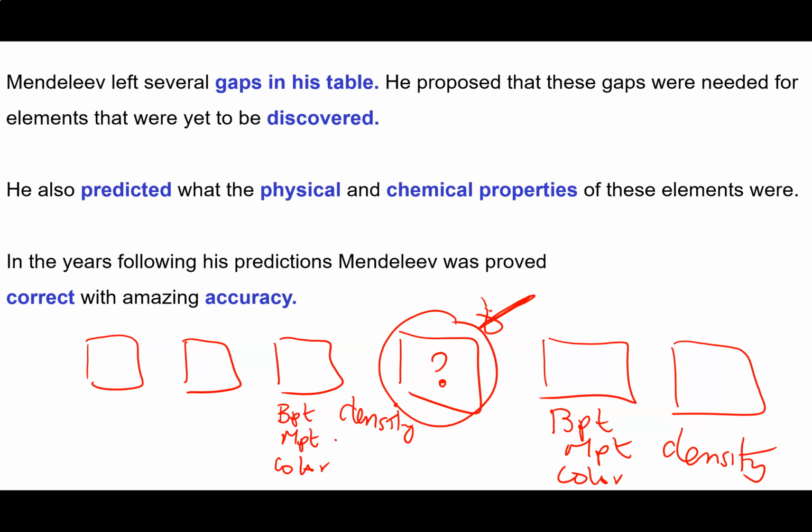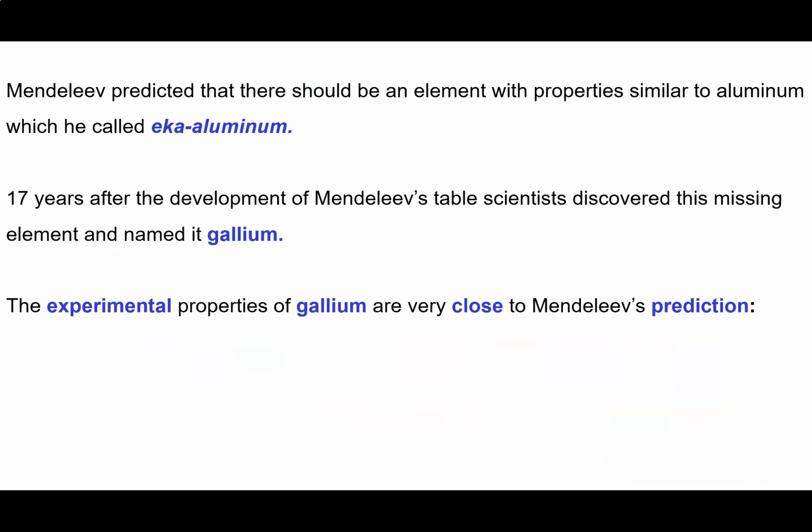And what this meant was scientists knew the type of thing to be looking for. So one of the examples of this is Eka aluminum. Eka aluminum was predicted by Mendeleev. Eka aluminum just means similar to aluminum. Mendeleev predicted that there should be this element that's kind of like aluminum, and he predicted the properties for it, and then scientists went and looked for it. Now, it took them 17 years, but they found it. And when they found it, they called it gallium.